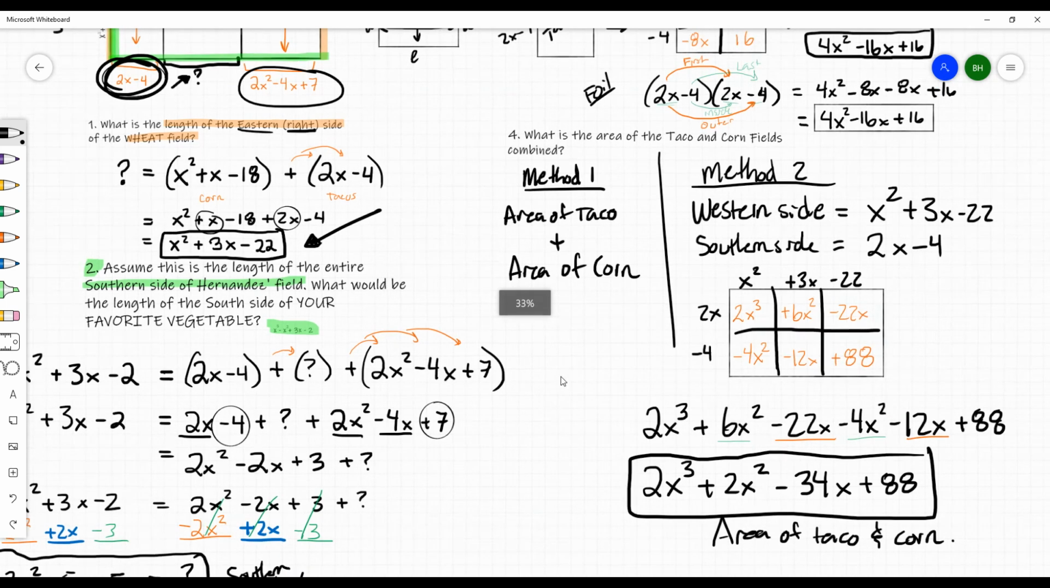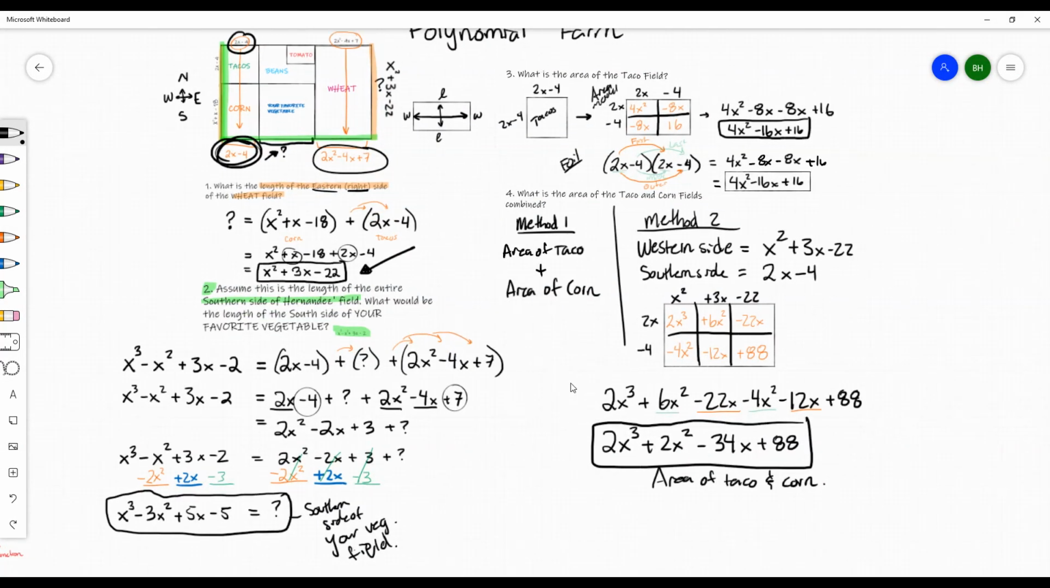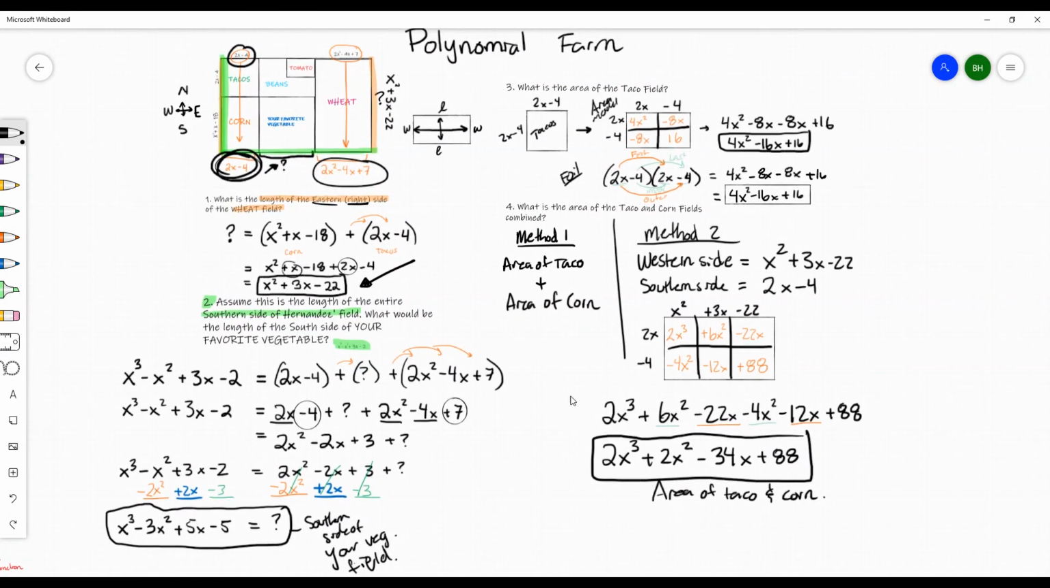Okay. So let me zoom out so that way you can take a look at the whole thing. And that's how you kind of go about a polynomial farm. Adding, subtracting, and multiplying polynomials is what the name of the game is.